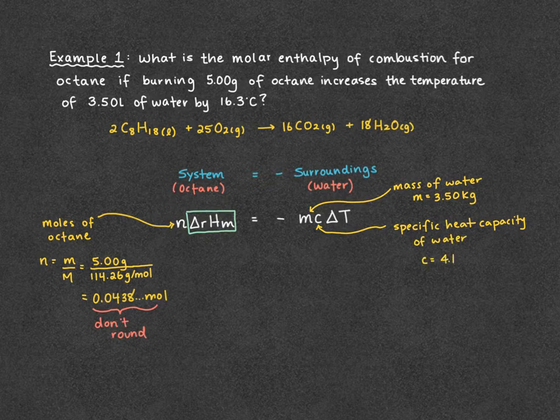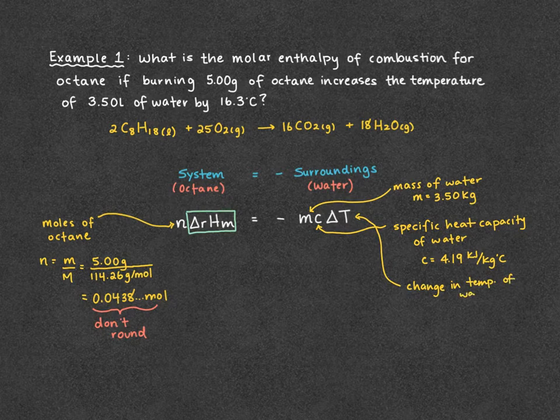And because our mass is in kilograms, we're going to use the units kilojoules per kilogram degrees Celsius. And then lastly, delta T, this is the change in temperature of water. And that's going to be 16.3 degrees Celsius.